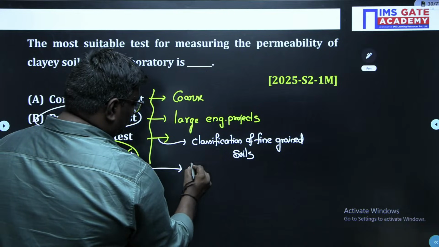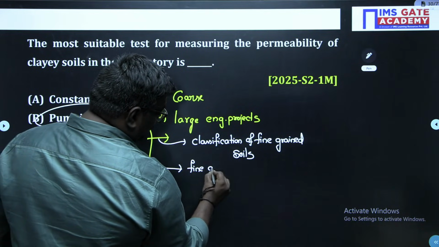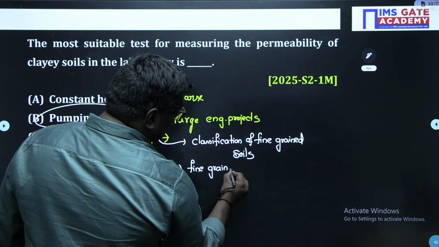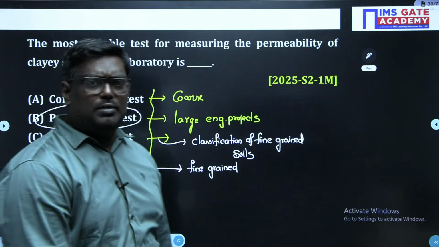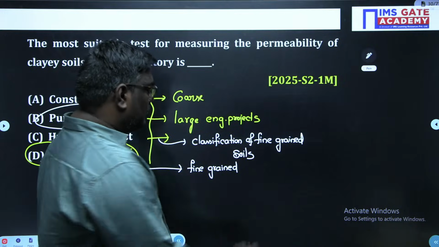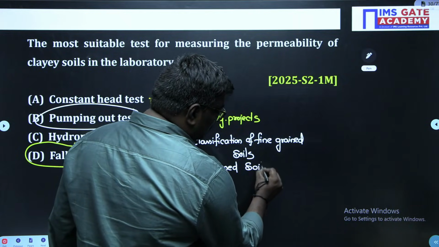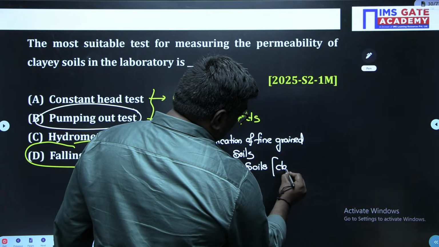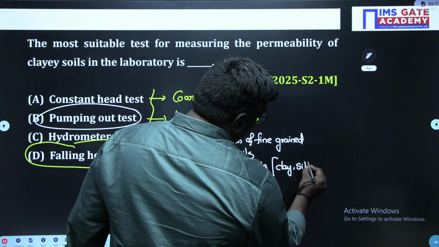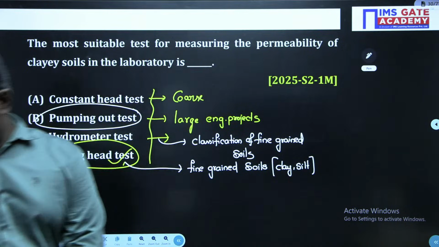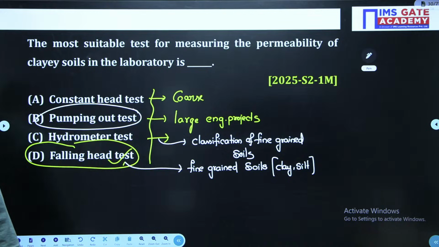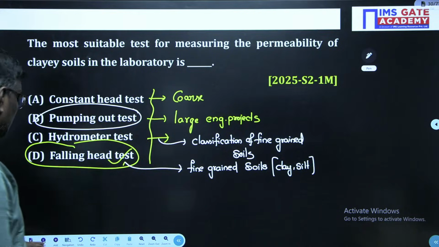This falling head test is useful for what, sir? This is useful for fine grained soils. What are fine grained soils here, students? Fine grained soils are nothing but clay and silt. So just go through this slide, students. Got it, sir? I hope you are clear.